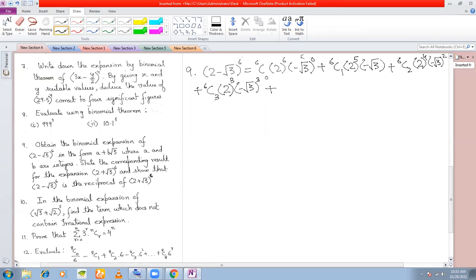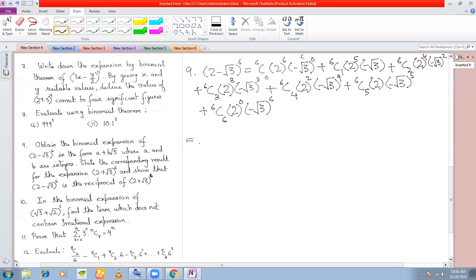Next term, 6c4 into 2 square into minus root 3 to the power of 4, plus 6c5 into 2 to the power of 1, and you have minus root 3 to the power of 5, and finally you have 6c6 into 2 to the power of 0 into minus root 3 to the power of 6.